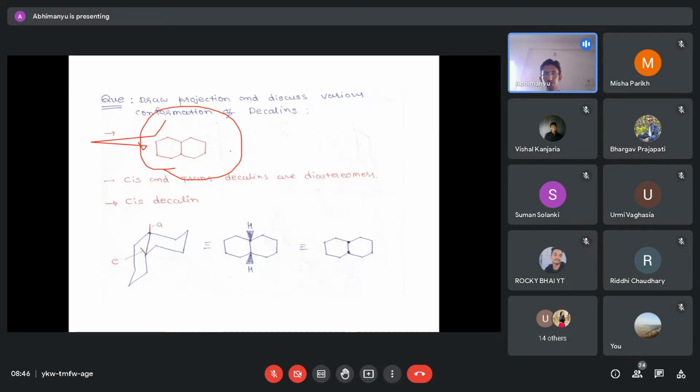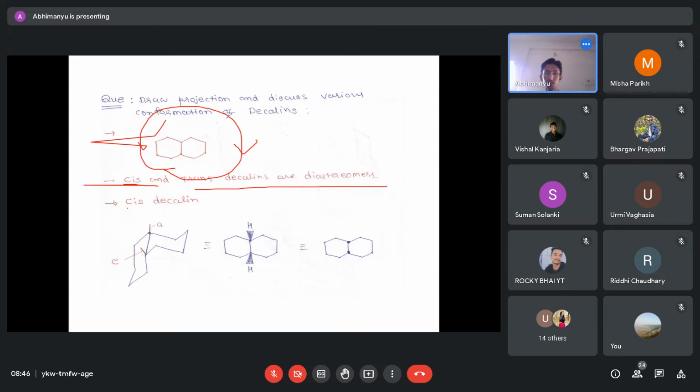It is not a benzene-like structure. There are no conjugated pi bonds in it. No, it does not contain conjugated pi bonds. It is not a planar structure. Now if it is not a planar structure, then what kind of structure is it? Let's see. So cis and trans decalins are diastereomers.